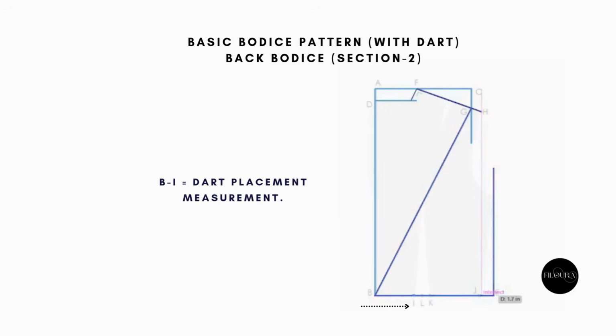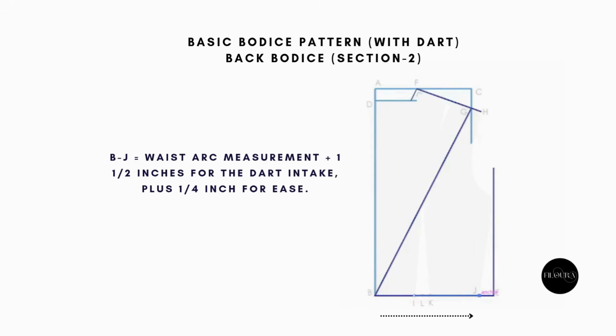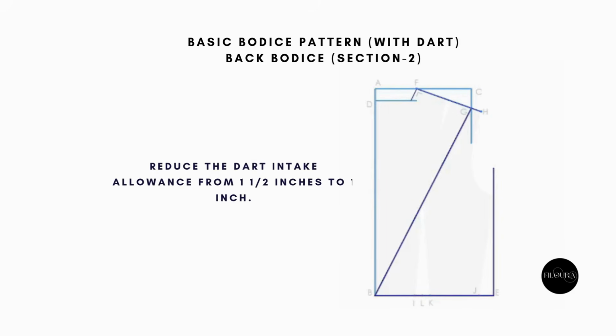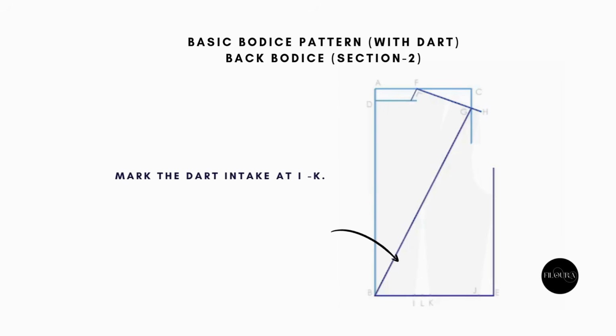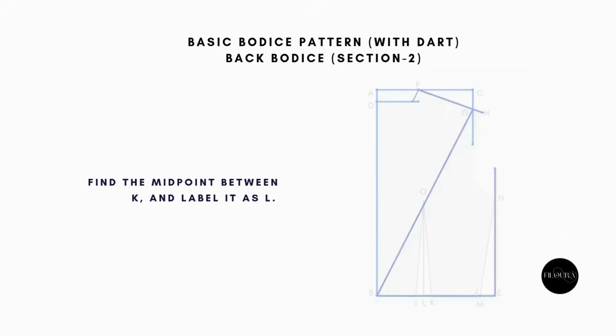Mark B to I dart placement measurement, B to J waist arc measurement plus 1.5 inches for the dart intake plus 1/4 inch for ease. For petite size, you can reduce this dart intake allowance from 1.5 inches to 1 inch. Next, mark the dart intake at I to K. Find the midpoint between I and K and label it as L.